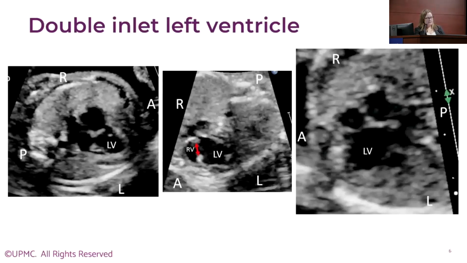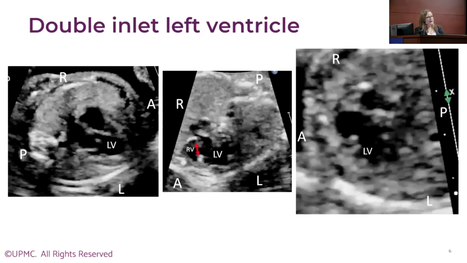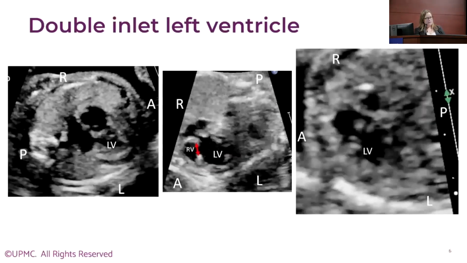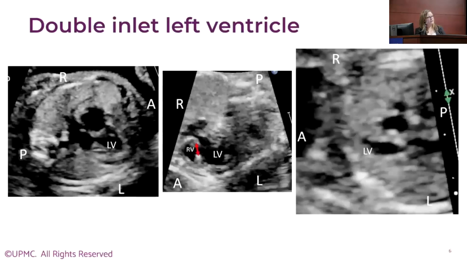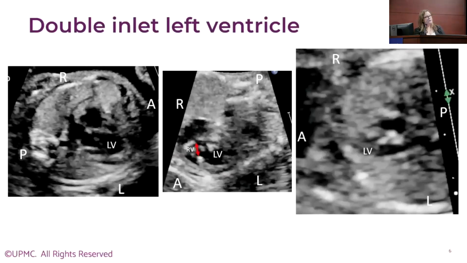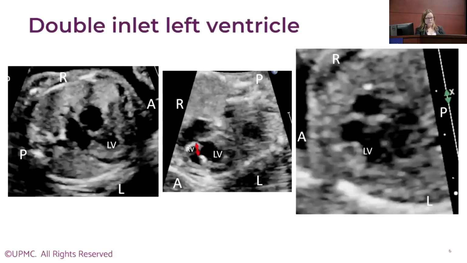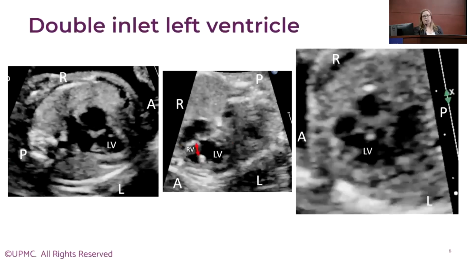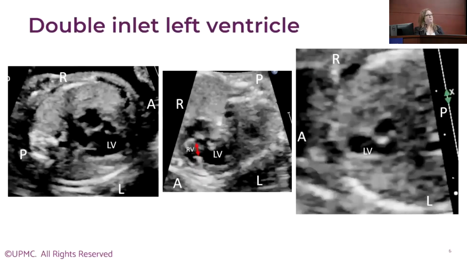And on the right side, this is a sweep up to the outflows, and in this case, we see the aorta arising posterior and more related to the left ventricle, and the pulmonary artery is anterior, consistent with normal ventricular arterial connections in this case. Also, as was mentioned before, called the Holmes heart.